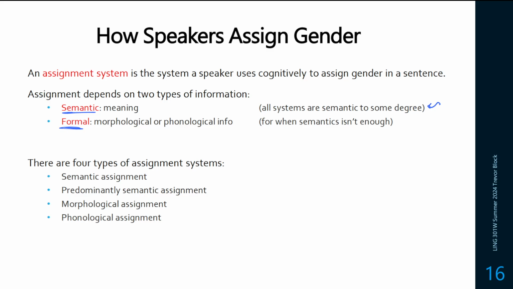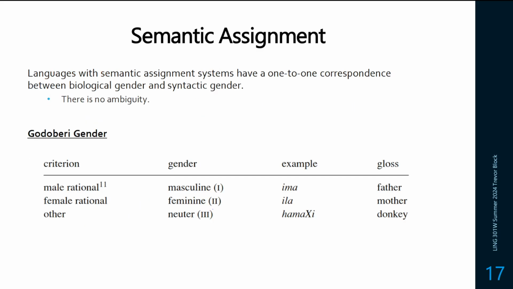So there's 4 different ways we can assign nouns to genders. Each language will have a gender system that falls into one of these 4 categories: either semantic assignment, predominantly semantic assignment, so that's mostly semantics with some interesting ones, languages that do it through morphology, and ones that do it through phonology. So the speakers will determine how they do this based on the information that they're given.